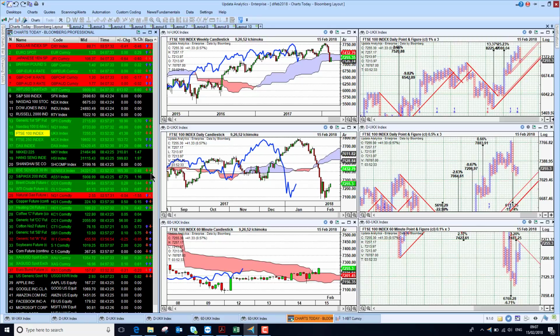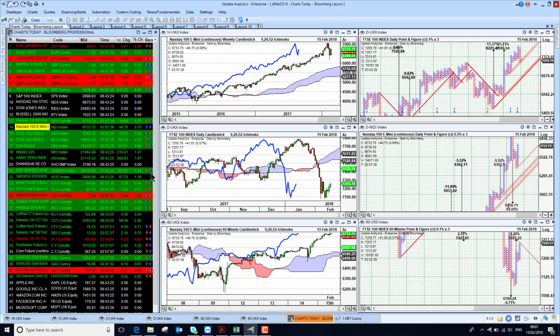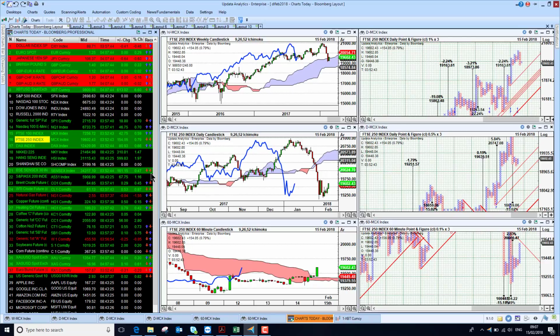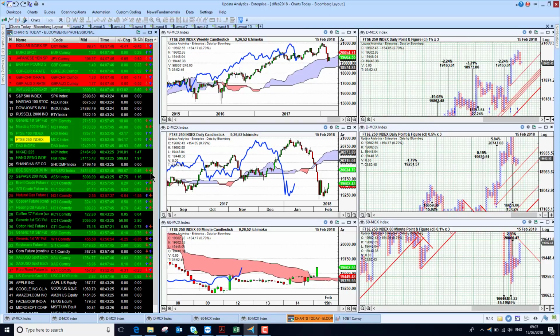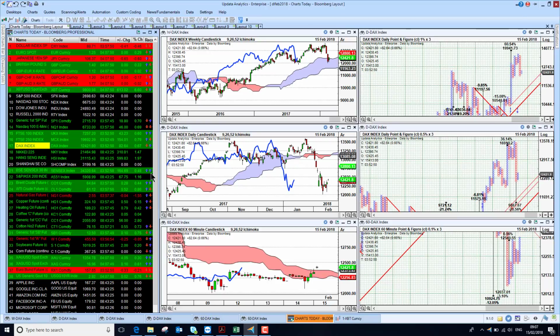FTSE 100 is looking stronger this morning, but its recovery point is quite a long way below the cloud, and we're still not bullish on the short-term chart, whereas on the other US charts we are. The FTSE 250 prices just getting above the cloud, just crawling off the bottom, and the DAX looking stronger as well, but not quite through on the cloud there either.